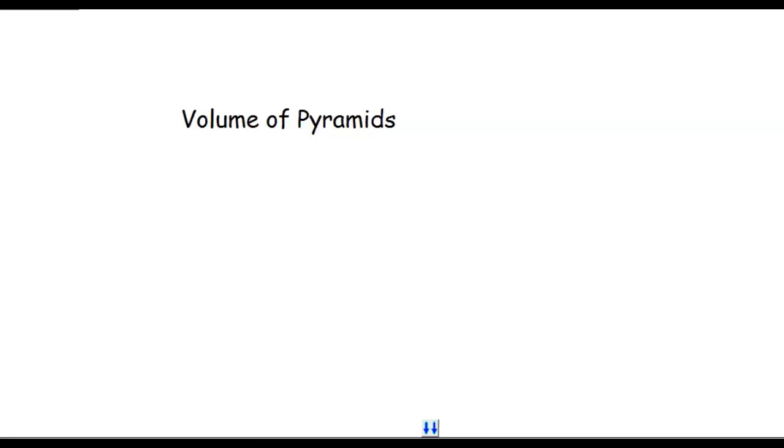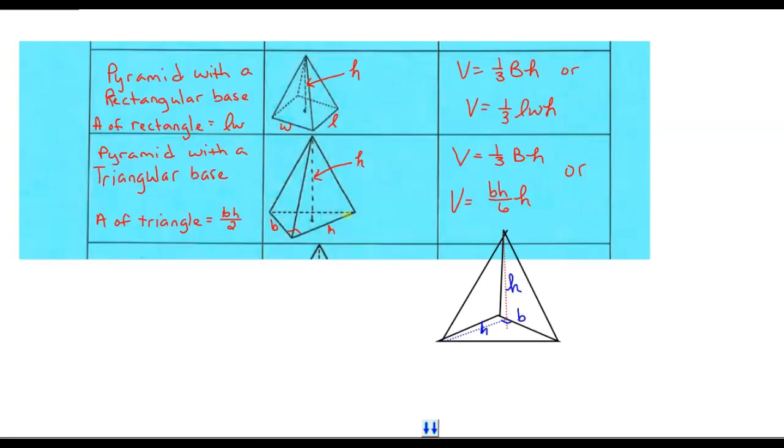Hello. So today we're going to talk about volume of pyramids, and pyramids have a couple of different shapes. There is a pyramid with a rectangular base. Sometimes it's a square base, sometimes it's rectangular, but it'll have four lateral sides that meet at a point that is directly over the center of the base, and it comes down as a perpendicular to the base, so it is at a right angle. This is the height of the pyramid.